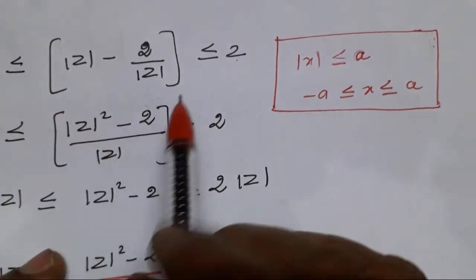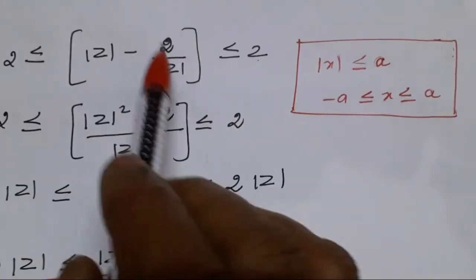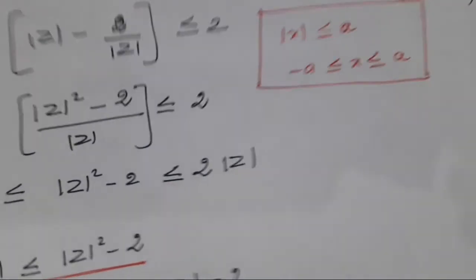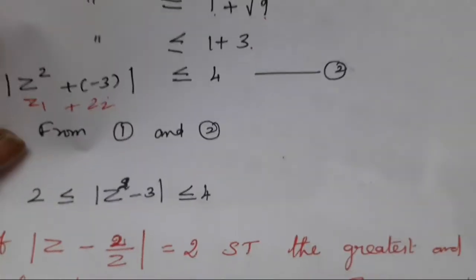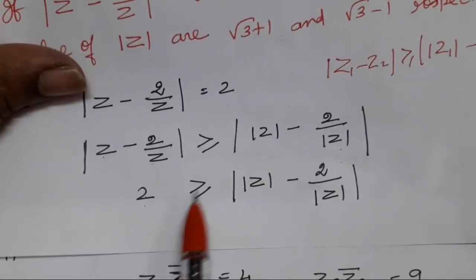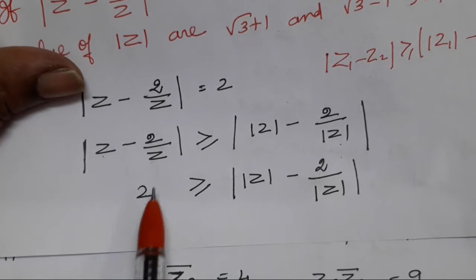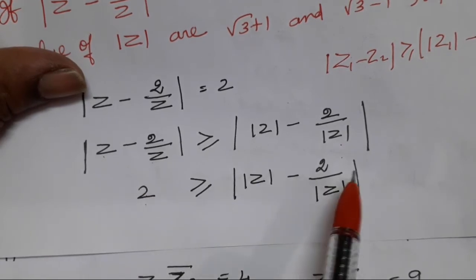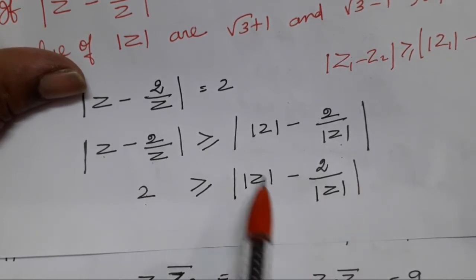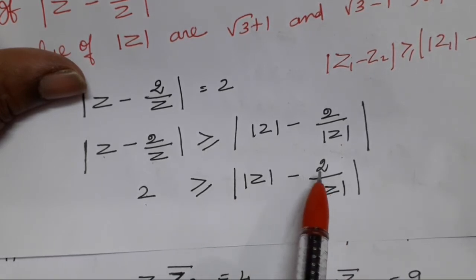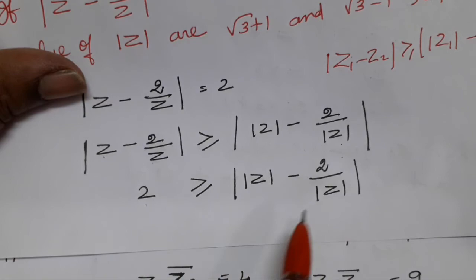Similarly, we take the modulus here. What is the value here? 2 only. Here, 2 is greater than or equal to the modulus of z minus 2 by the modulus of z. So we want to remove the modulus. This lies between minus 2 and plus 2. We remove the whole modulus, so the modulus of z minus 2 by the modulus of z lies between minus 2 and plus 2.